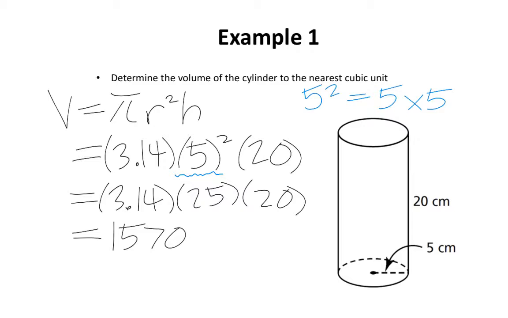1,570. Now, this is not a decimal, so we do not need to round it to the nearest cubic unit since it already is in the nearest cubic unit. And the units are centimeters. And because we're dealing with volume, it is centimeters cubed.